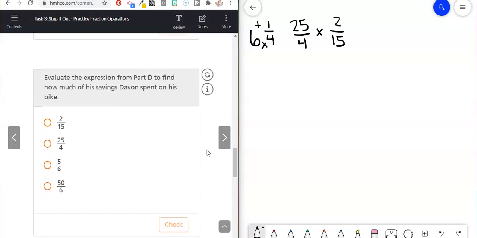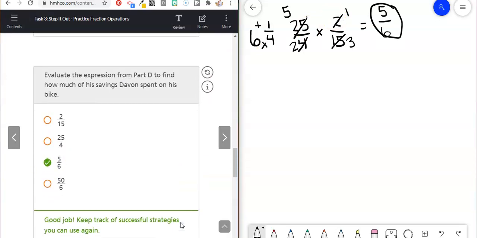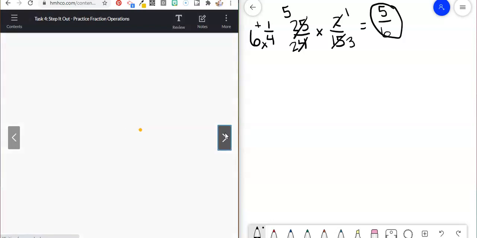Evaluate the expression from part D to find how much of his savings Davon spent on his bike. So evaluate means we're actually going to solve. And what I'm going to do is some cross canceling. So 2 goes into 2 once. 2 goes into 4 twice. 5 goes into 15 3 times, and 5 goes into 25 5 times. 5 times 1 is 5. 2 times 3 is 6. So our answer is 5/6. Just like that. Okay, onward to the next page.